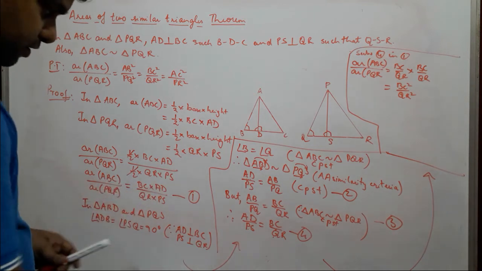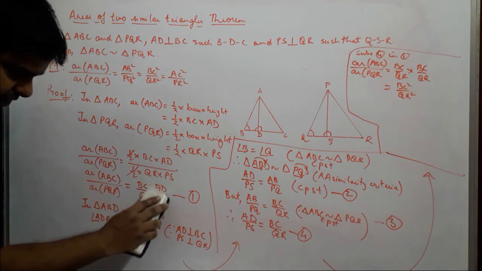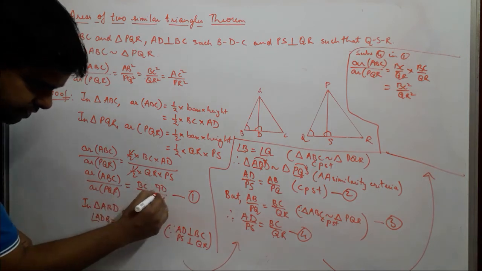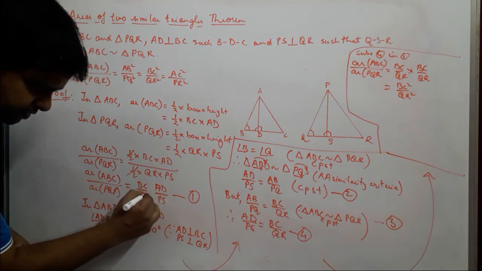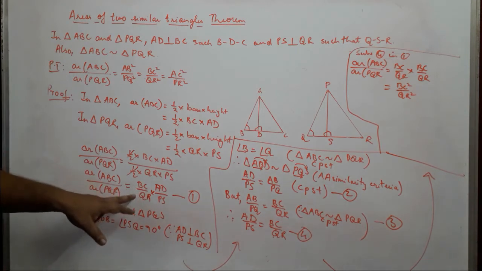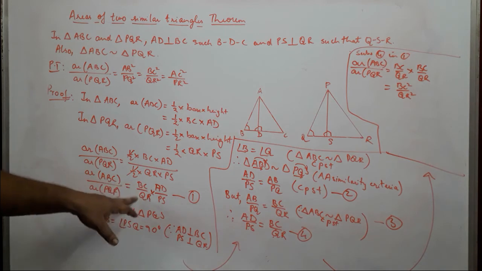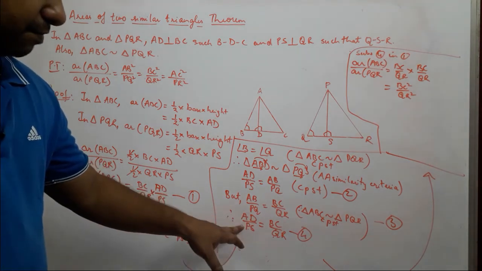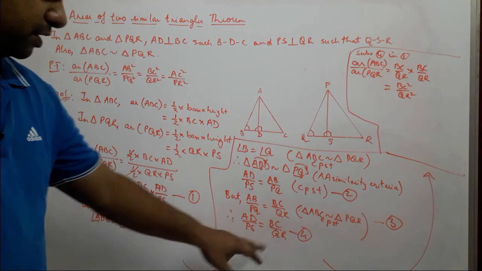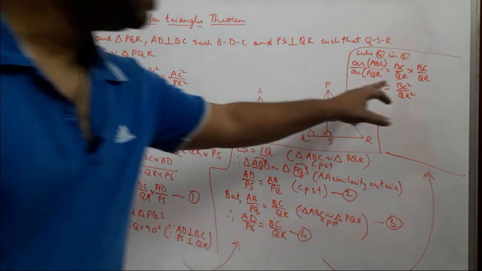This we can separate out even like this. If that confuses you, we can just write it separately. I'll just separate them out in separate ratios, so that it makes it easier. Here BC upon QR into AD upon PS. Now this AD upon PS I have replaced with BC upon QR, because we've got AD upon PS is equal to BC upon QR. The reason why I did that, because I wanted to get squares of their ratios, BC square upon QR square.